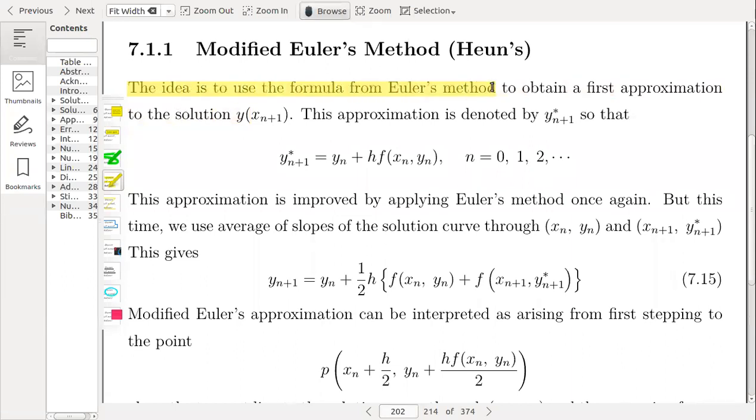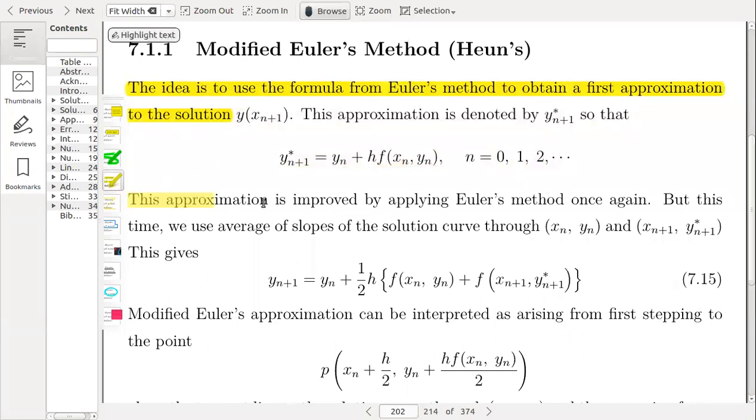Is to use Euler's method to obtain the first approximation to the solution at xn plus 1. This approximation is denoted by y star n plus 1 so that it can be written as y star n plus 1 is equal to yn plus h f of xn yn, n is equal to 0, 1, 2 and so on.